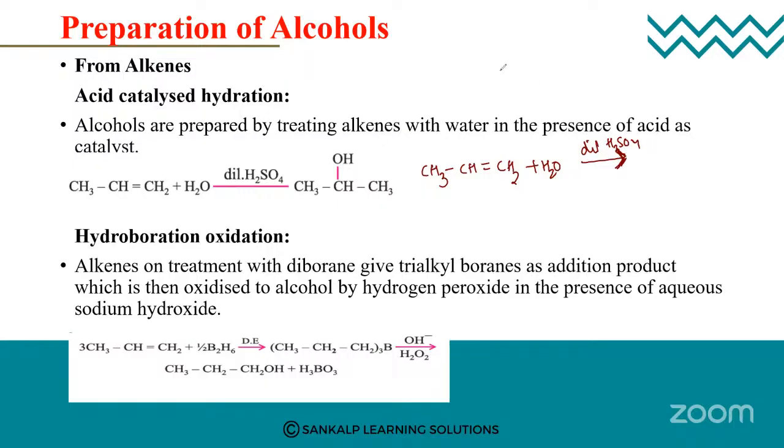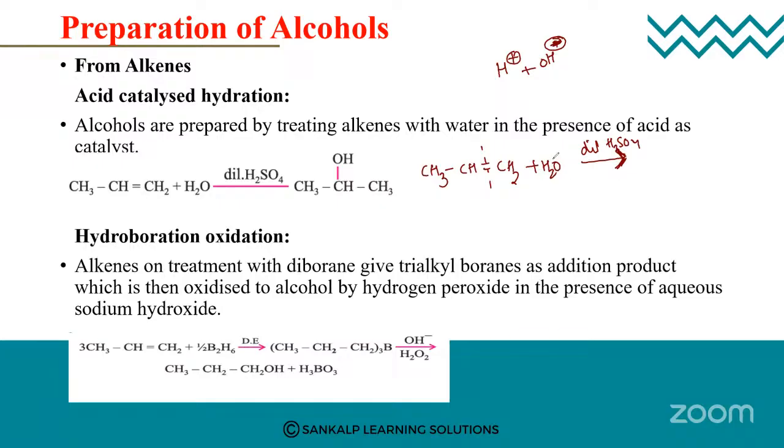So now water is there, it will split into H+ and OH-. So what will be added? This is an unsymmetrical alkene. Across a double bond, if the number of carbon atoms are not the same, then we say it is an unsymmetrical alkene.